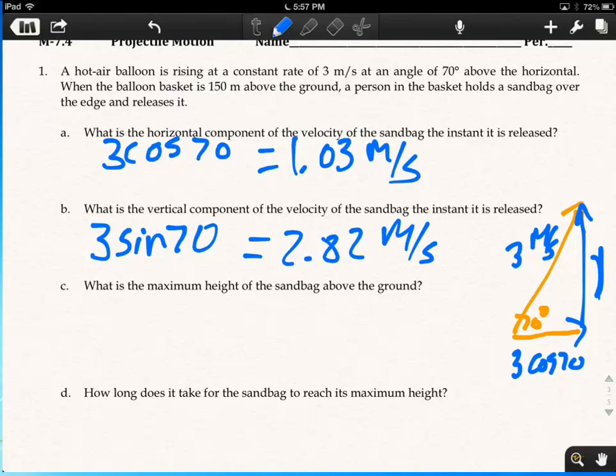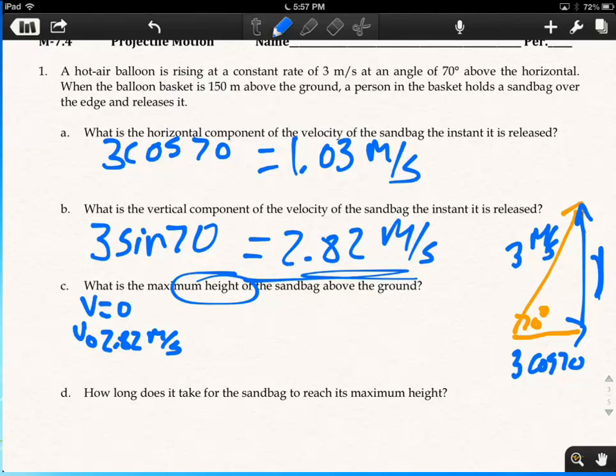Okay, maximum height of the sandbag above the ground. There's a variety of ways to go about doing this. You could go to the third equation or the second equation and the first equation. But the key to doing this is that at its maximum height, its final velocity is 0. Its initial velocity is not 0. Its initial velocity, and we're talking height, is the 2.82 meters per second, right? This is all in the y direction because we're talking how high it is, not how far it's moved horizontally. Acceleration in y is negative 9.8, and we want the change in position, really. We want the change in y.